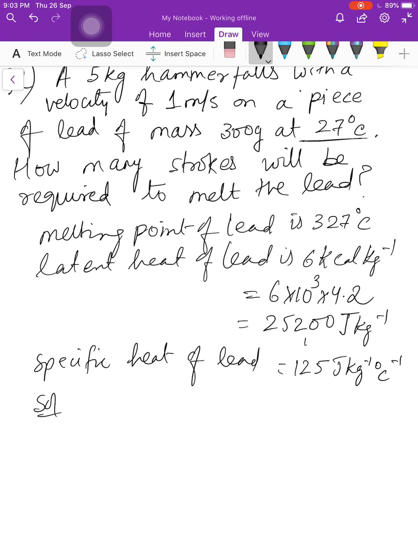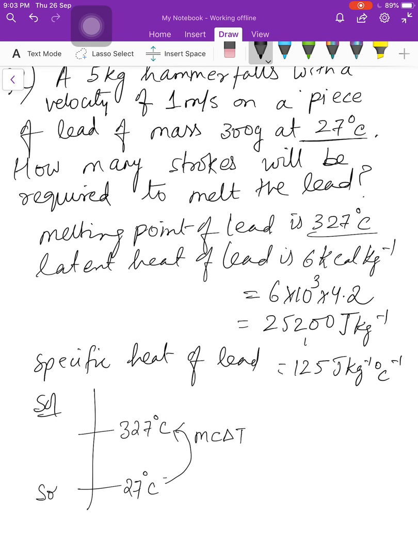Let me draw our temperature graph. It will simplify my problem. So presently my lead is at 27 degrees C. I will have to raise its temperature to 327 degrees C. Fine. So here heat involved I will calculate using formula mc delta T, and then at 327 degrees C only it will melt. So I can say here solid lead.